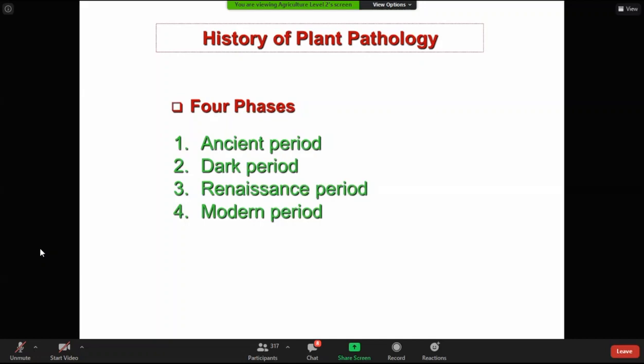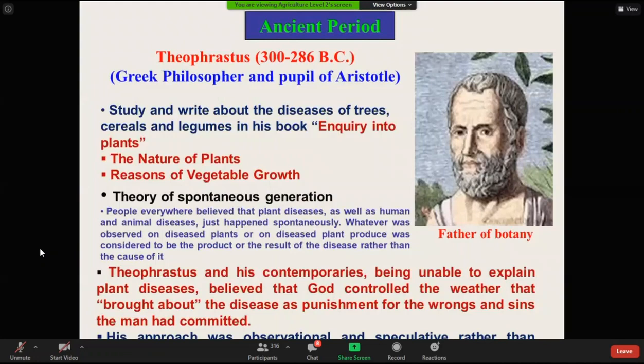Ancient period, dark period, Renaissance period, modern period. Renaissance period means 1400 to 1600, and modern period after 1600. And ancient, you will see the ancient period of things. This is the ancient period, and you can see here 300 to 286 before Christ.